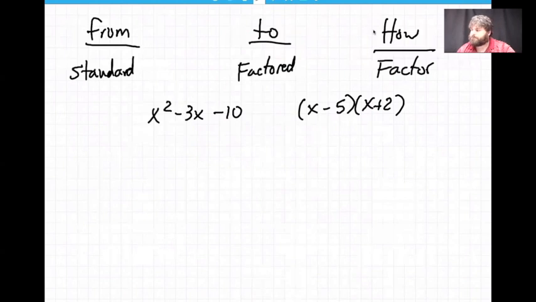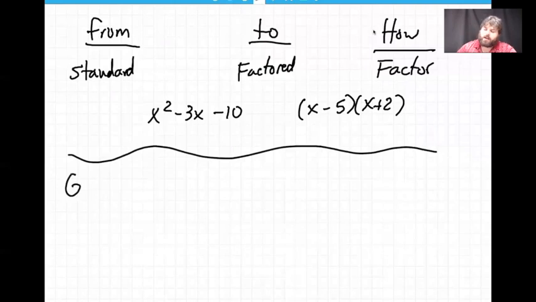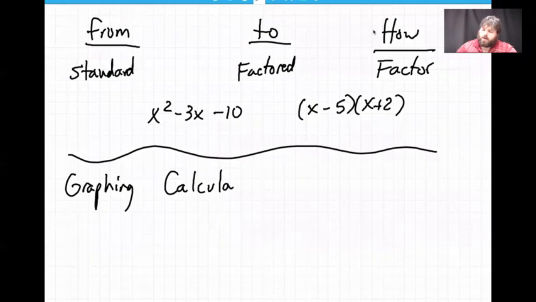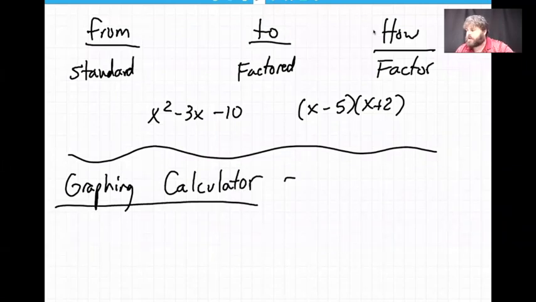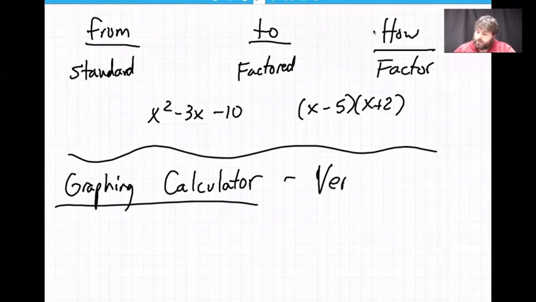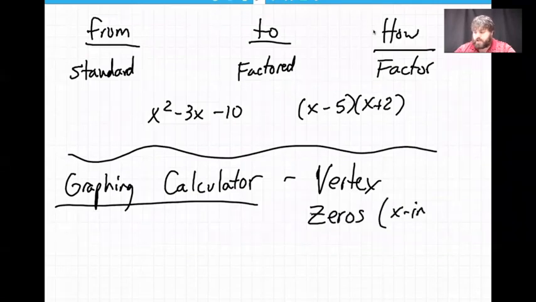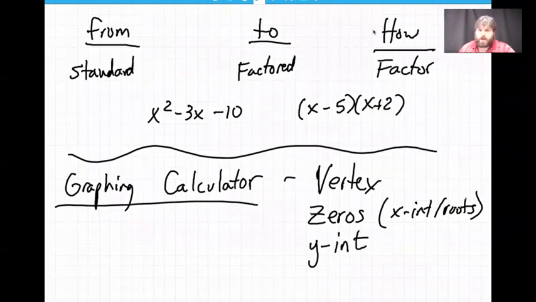All right, so now let's quickly talk about how to use your graphing calculator. So using your graphing calculator, you should be able to find 3 things. You should be able to find the vertex. You should be able to find the zeros, which remember are also called your x-intercepts or roots or solutions. You should also be able to find your y-intercept, okay?